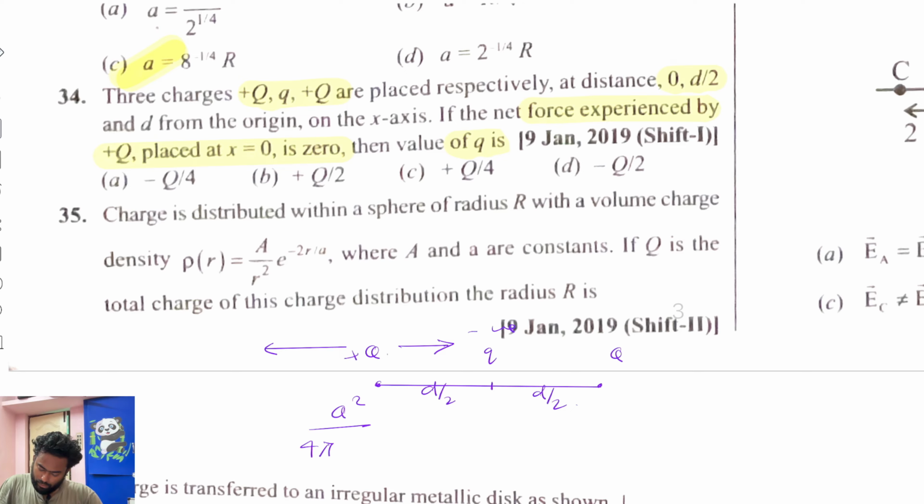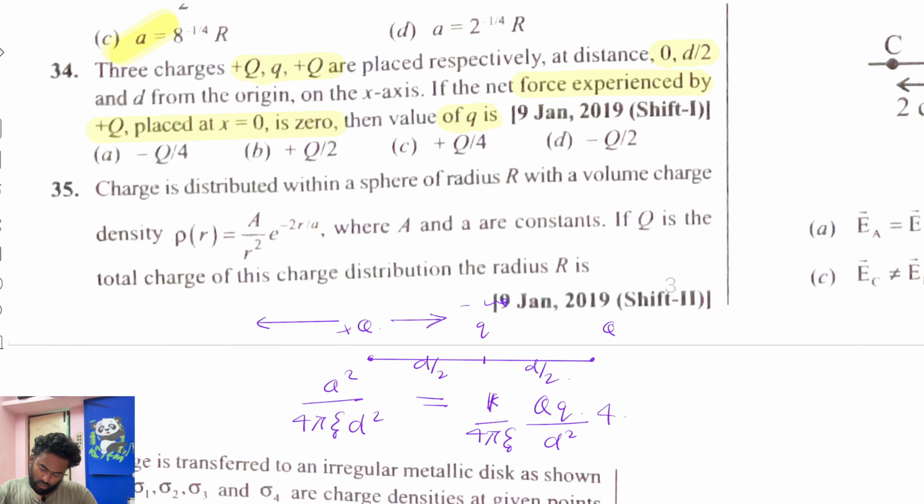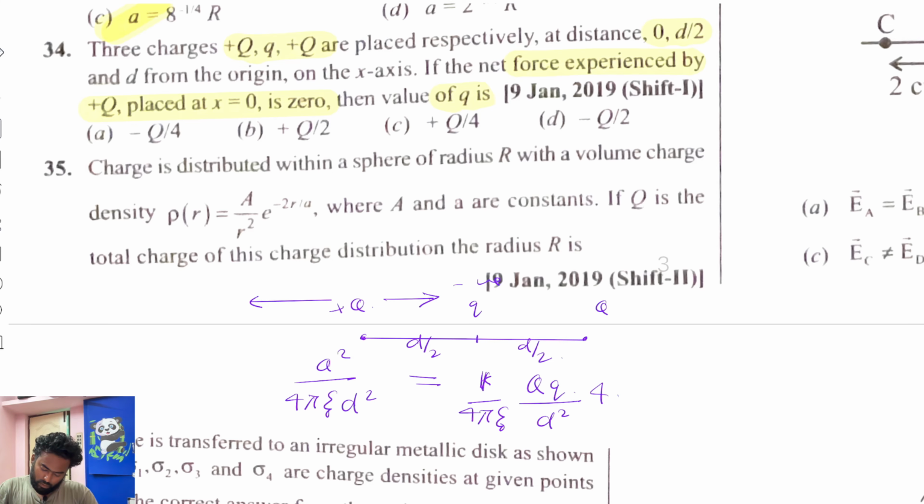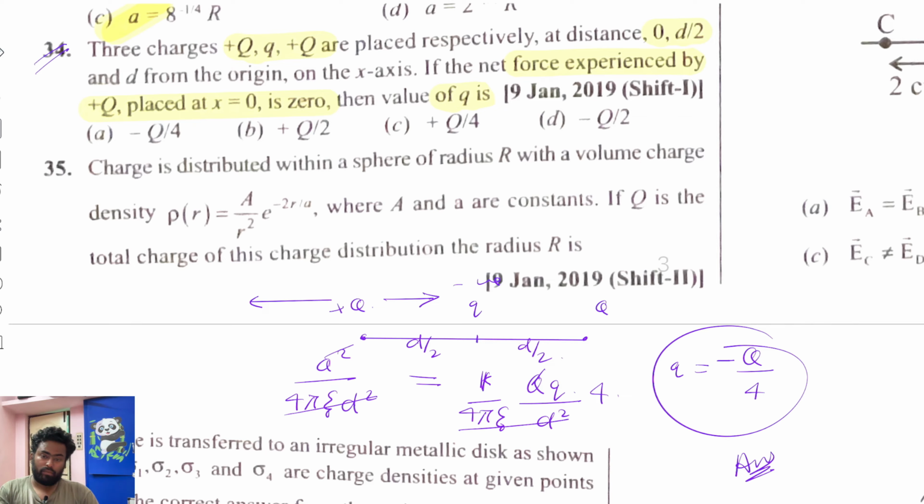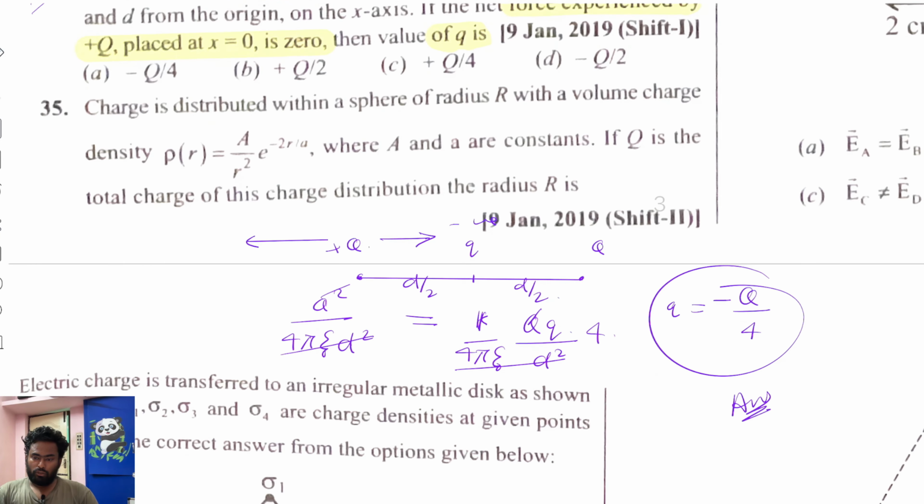Now force, write down capital Q. Q squared upon 4 pi epsilon naught, distance between them d squared, should be equal to the force between capital Q and small q, so k, 1 upon 4 pi epsilon naught, capital Q small q, distance between them d by 2, so d squared by 4. So from there we'll get the value of 4 pi epsilon naught d squared. Capital Q cancels, so q equals how much? Capital Q by 4 with negative sign. So that will be our answer of problem number 34. Okay, moving on to the next question.